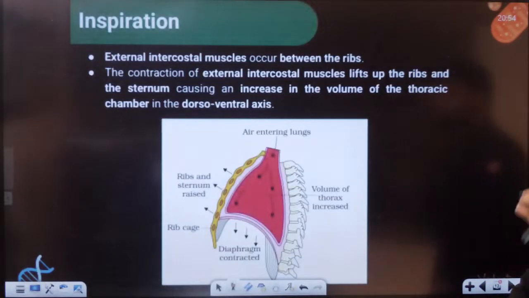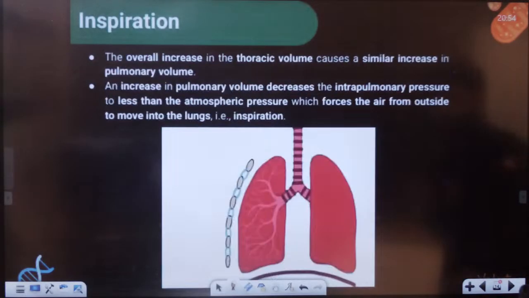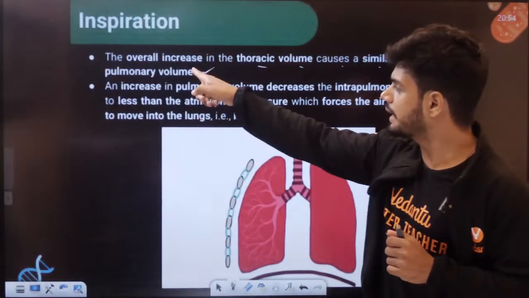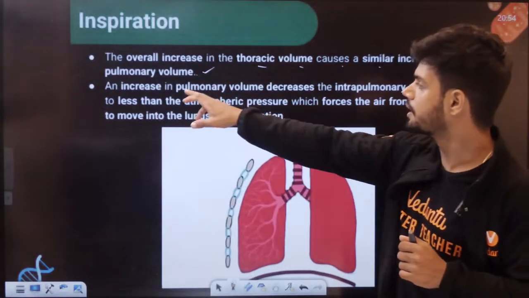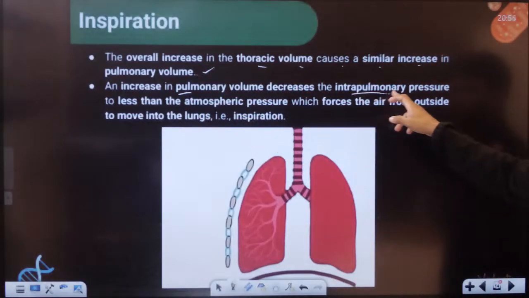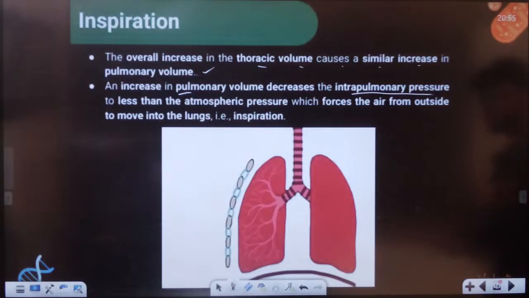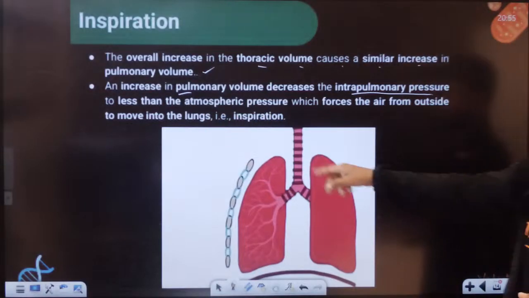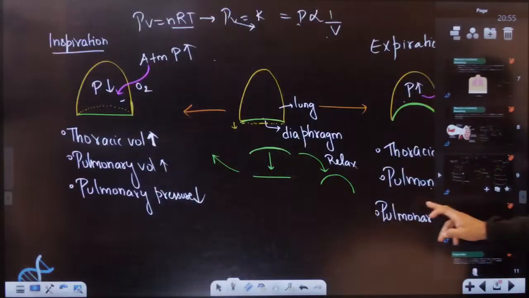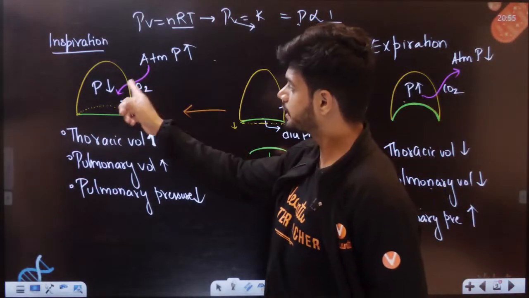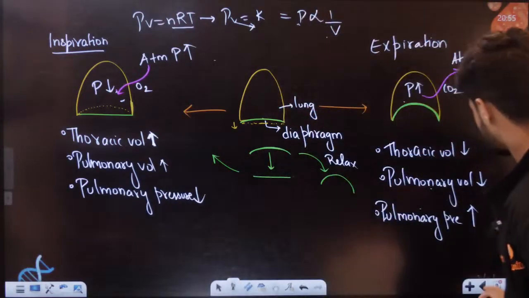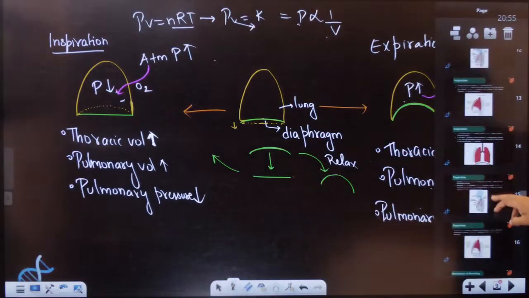Now, the external intercostal muscles between the ribs also contract. The overall increase in thoracic volume causes a similar increase in the pulmonary volume. An increase in pulmonary volume decreases the intrapulmonary pressure. If pressure is decreasing, outside air is coming inside. The atmospheric pressure is higher, which forces the air from outside to the inside of the lungs. Inspiration. Atmosphere is more outside, inside is less, so everything is forced inside.